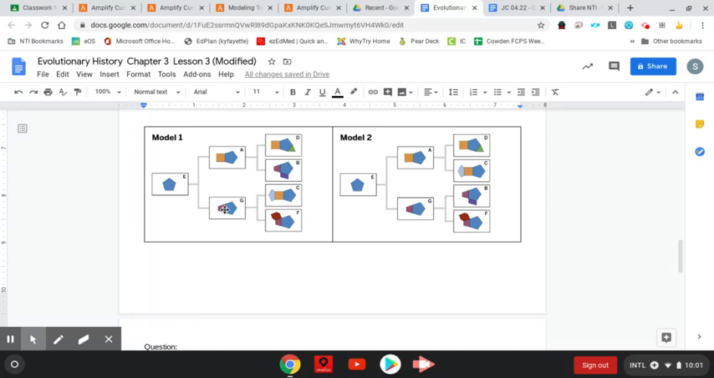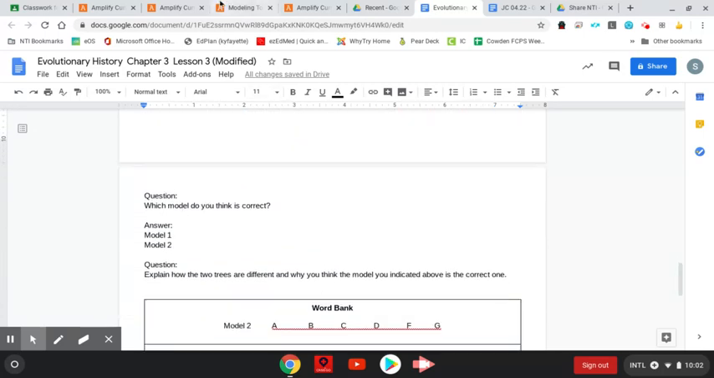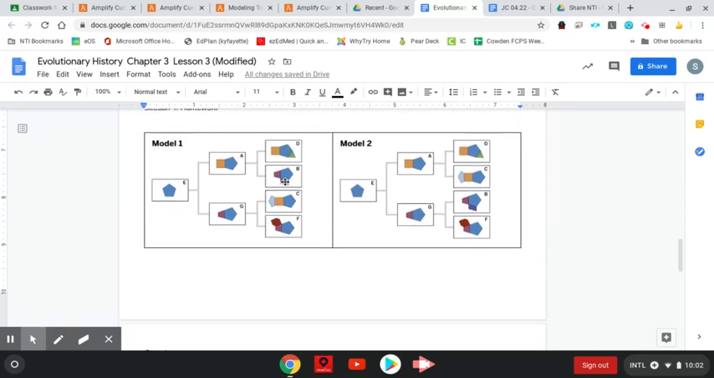So remember, G should have descendants that have the pink shape, and species A should have descendants that have the orange square. So you want to pick the model that has the correct order of descendant traits. So the question for the homework is, which model do you think is correct? Either 1 or 2. So that's what I just walked you through. So you're going to pick which model is correct, either model 1 or model 2.